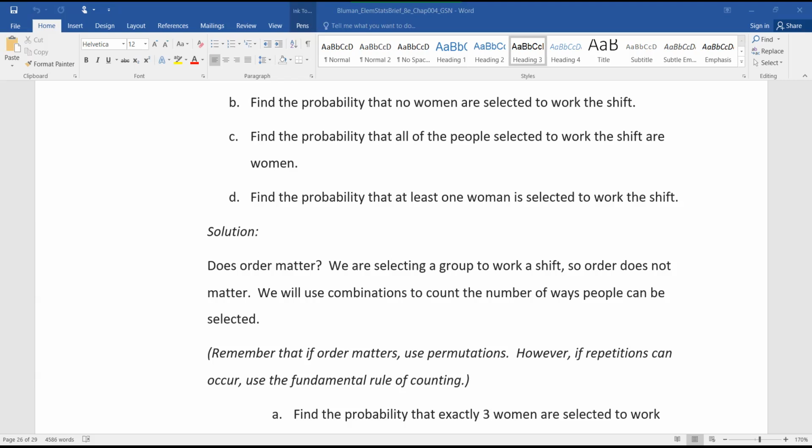Where's my answer? Between combination and permutation, if you could just remember that in permutation, order matters, and in combination, order doesn't matter.